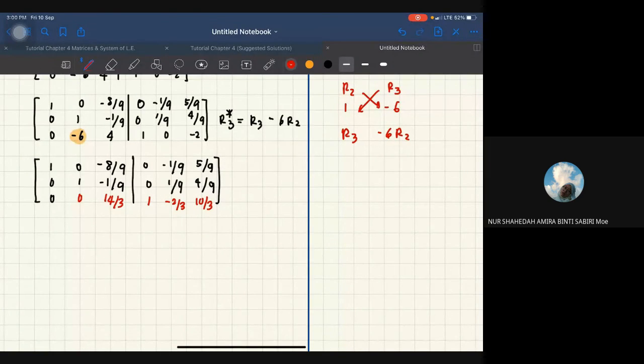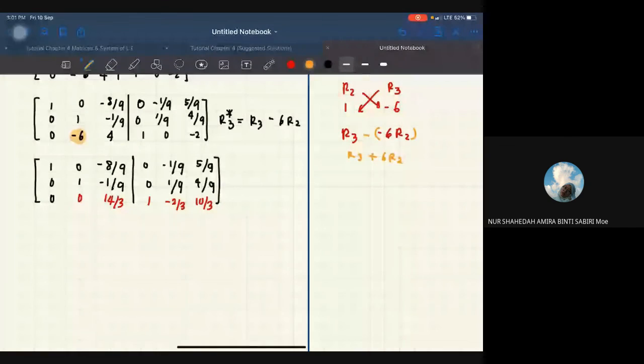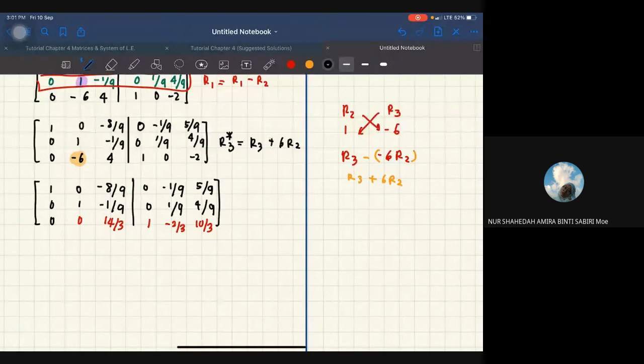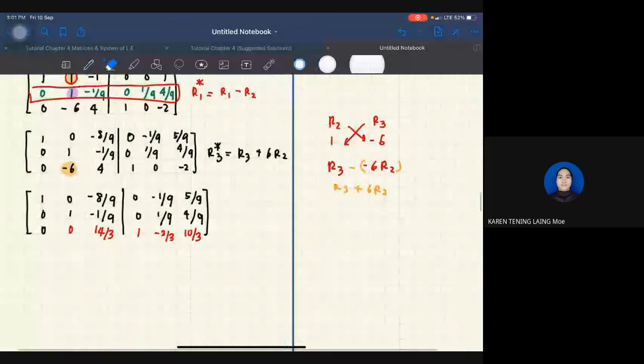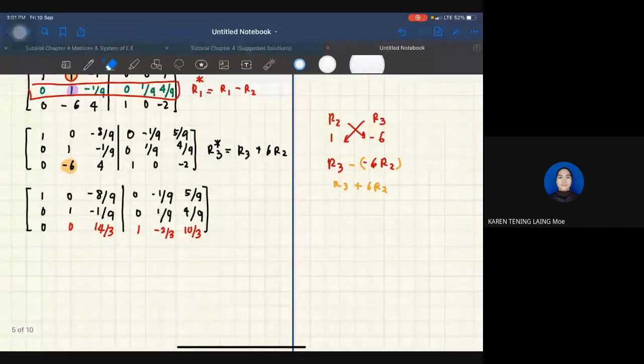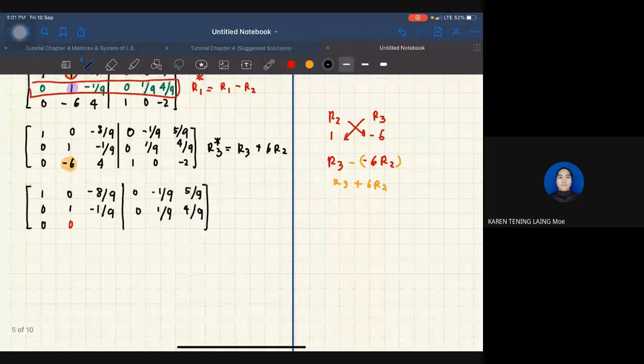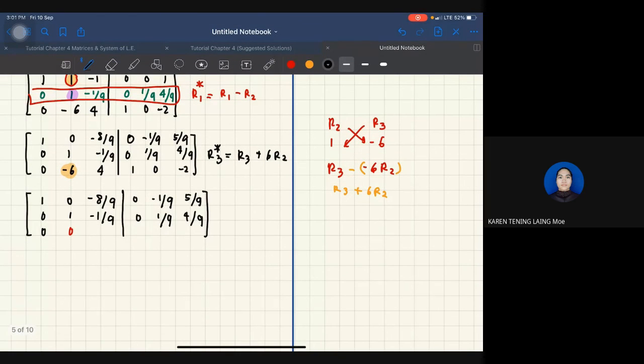Jom kita betulkan. So this one is supposed to be plus. Alah, saya salah tolak tadi. Jom kita kira lagi sekali. Okay, so untuk this one awak dapat apa? So row 3 kita is 4. So 4 plus 6. Sekejap eh. 10 over 3. Okay, lagi. This one is 1 kot kan? Okay.